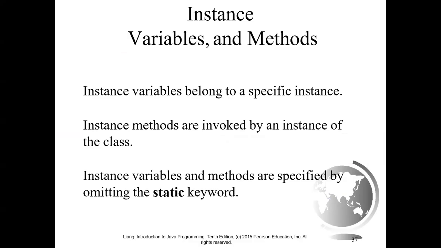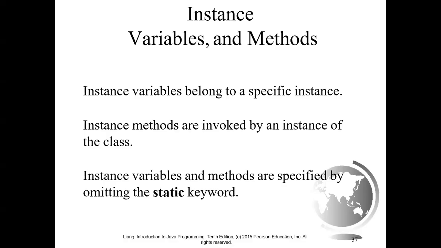All right. Then we will discuss something about instance variables and methods. Okay, we say that an instance variable belongs to a specific instance. That means if we are creating different instances, we will have different instance variables. And instance methods are invoked by an instance of the class. That means only when you have a concrete instance object of a class can you use the instance method. If you only have the class template, you are not allowed to call the instance method.